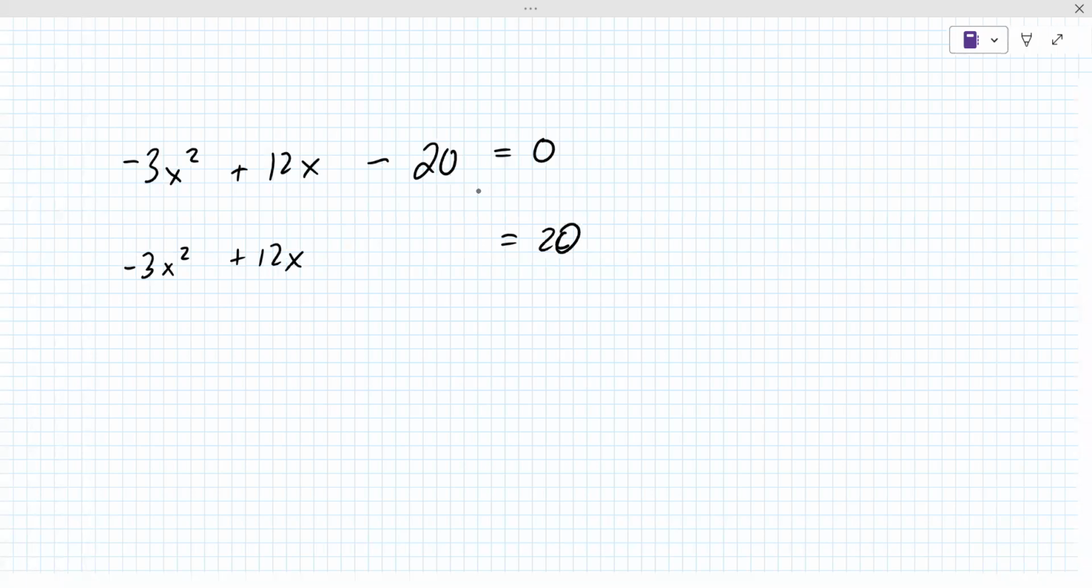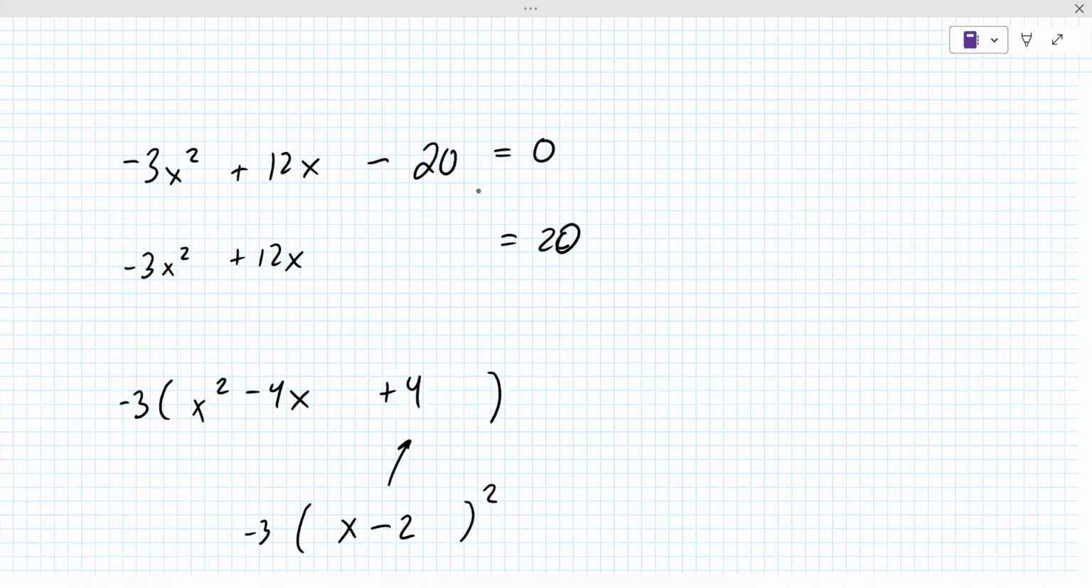So after you move the 20 over, probably factor out the common thing. Yep. So negative 3. What goes inside parentheses here? x squared minus 4x, leave a space. Mhm. And then what goes in this parentheses down here? x minus 2 squared. Okay. And then square that, and you get plus 4, and then you get equals, what is it, 20 plus or minus 12. So x minus 2. All right. So I made a sign error.